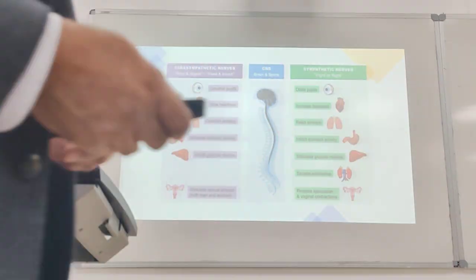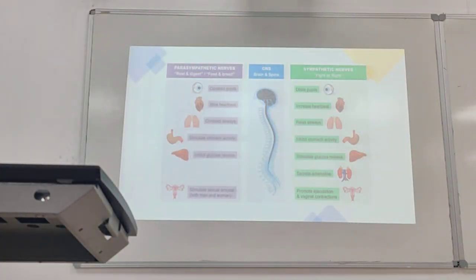You understand? So, what is the effect of the parasympathetic system on the liver? Inhibit glucose release. And the sympathetic stimulates glucose release. Why? Energy, because glucose is energy. We need energy for a fight, for an emergency.